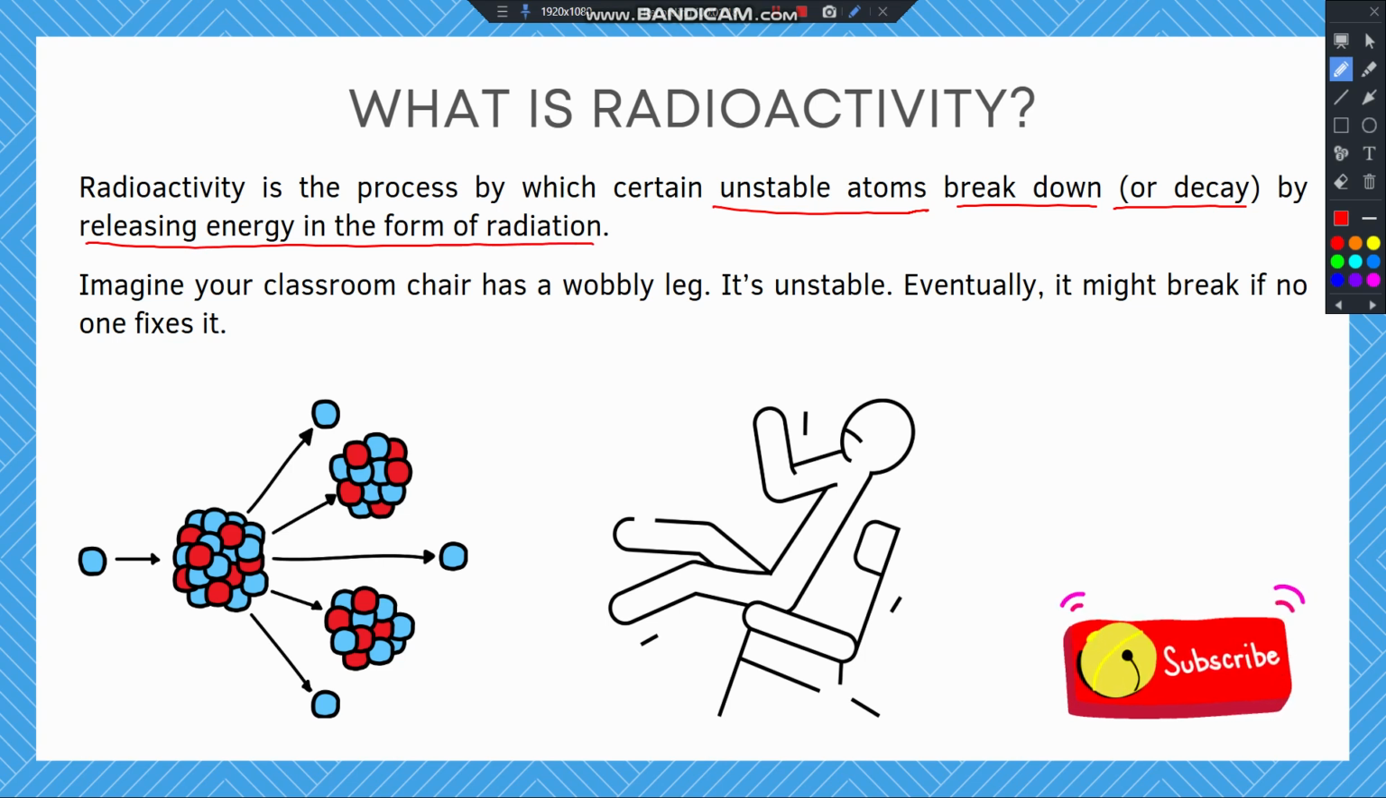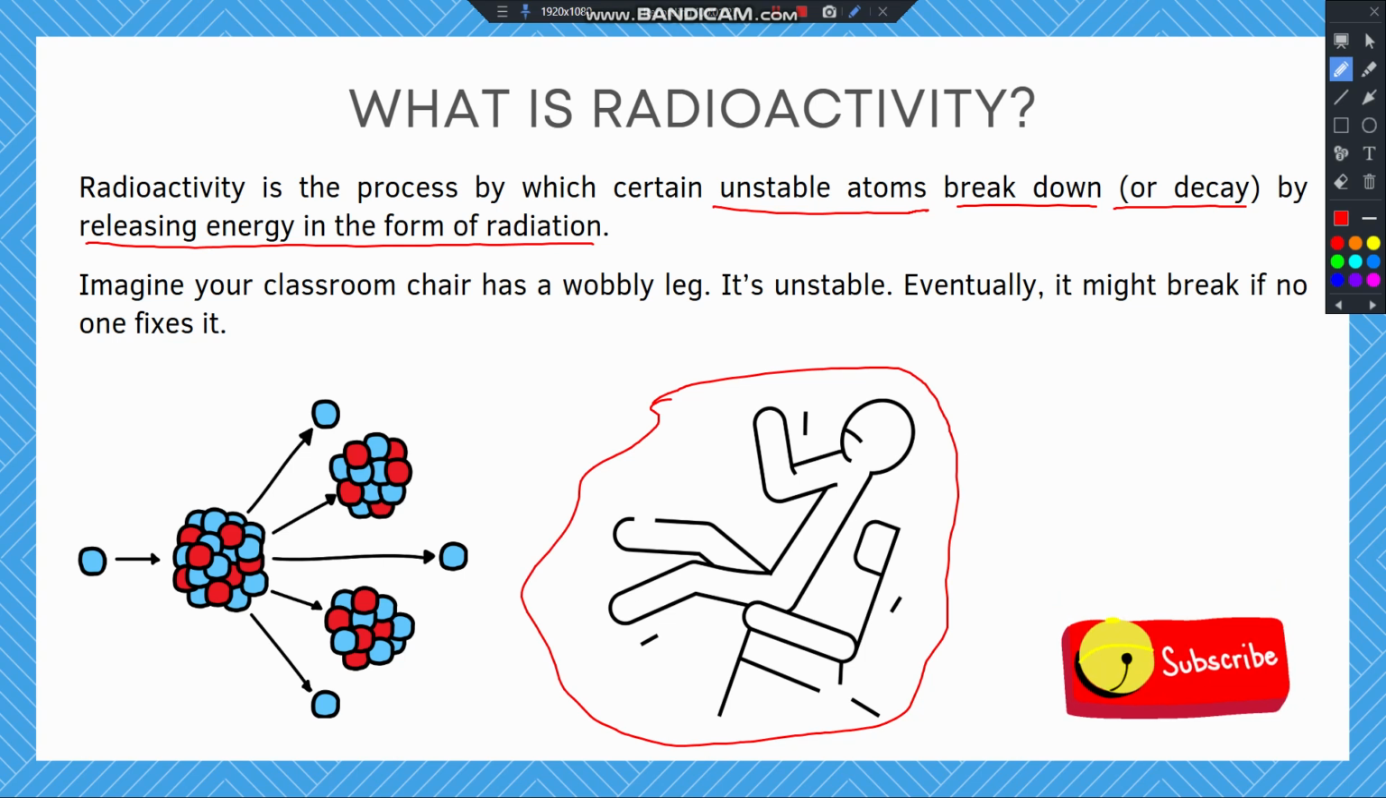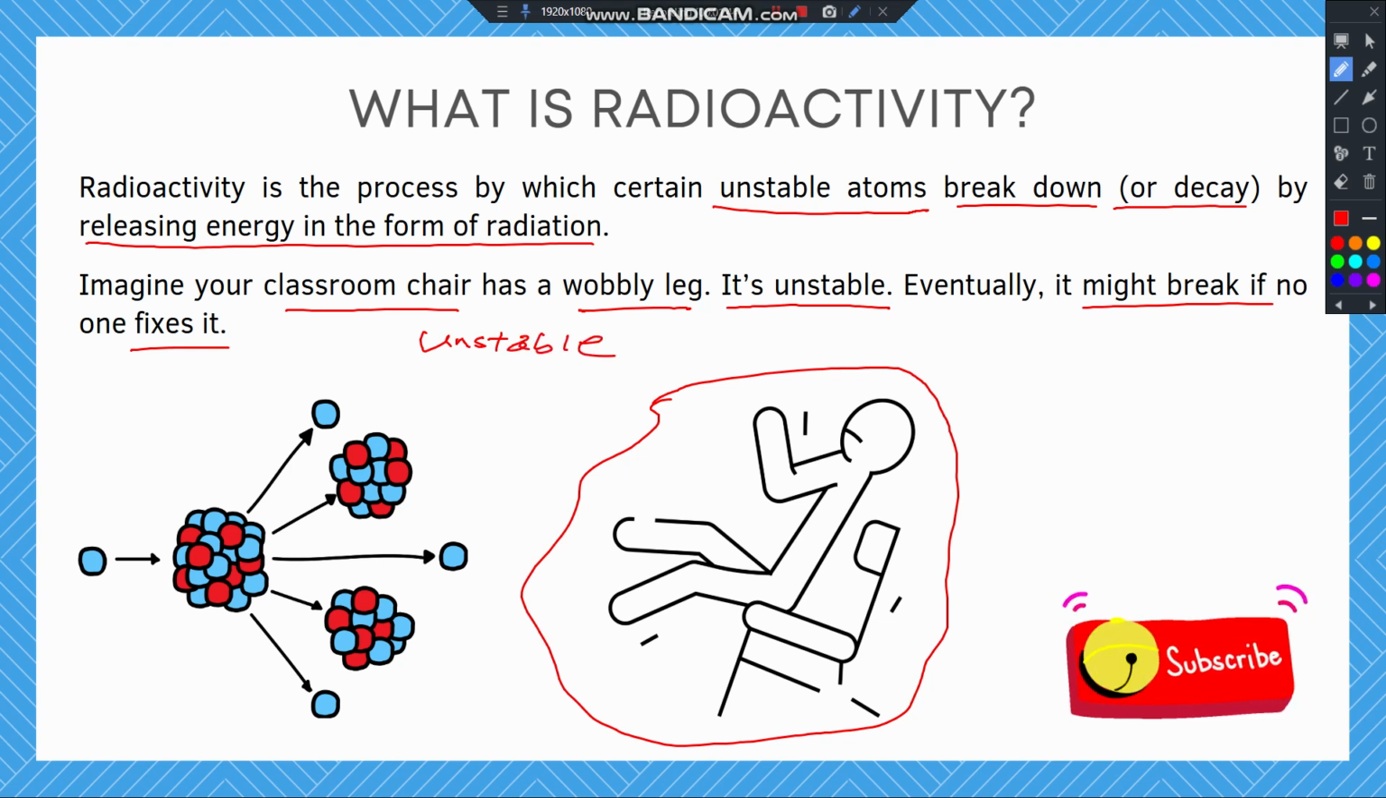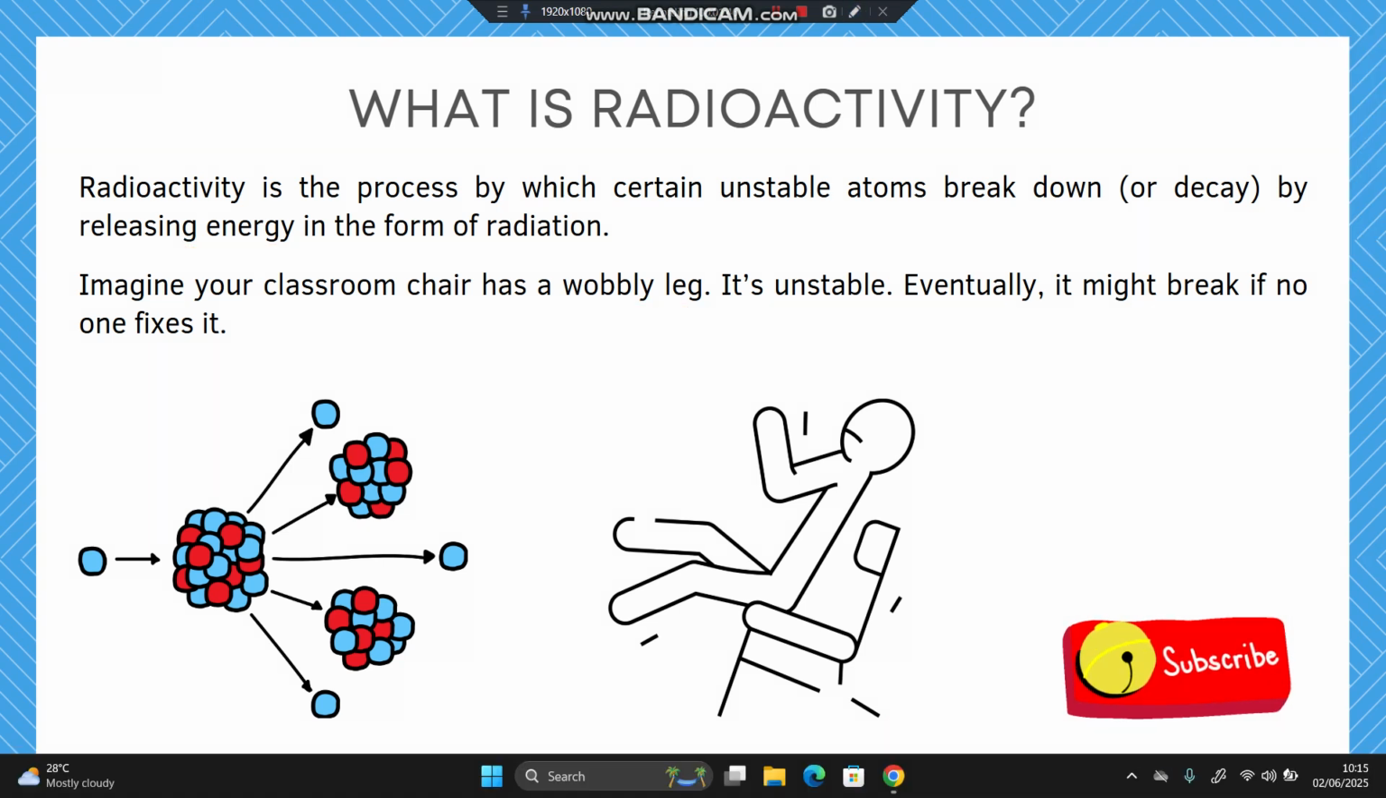Now let's use a concept you can relate to. Over here I have the diagram of someone who is on a chair that is quite unstable because one of the legs is broken. So imagine a classroom chair, for instance, that has a wobbly leg. That makes the chair unstable, and if nobody fixes it, it will break. Now, atoms that are radioactive are much like that unstable chair.